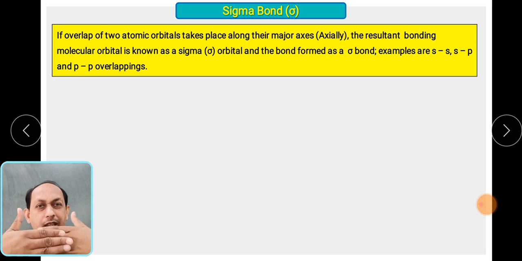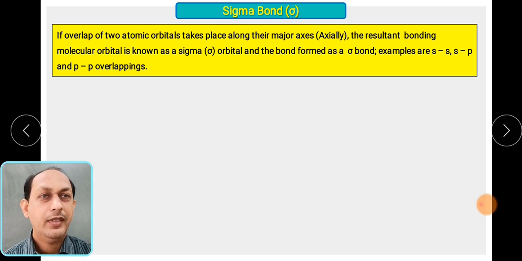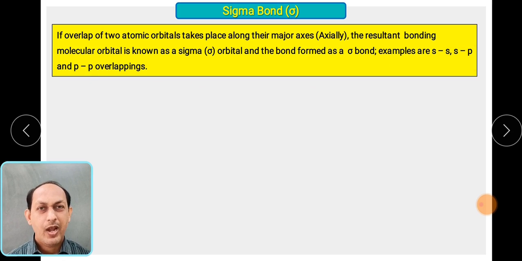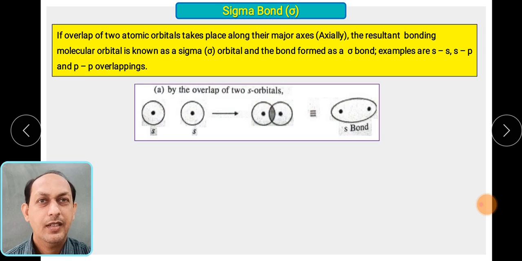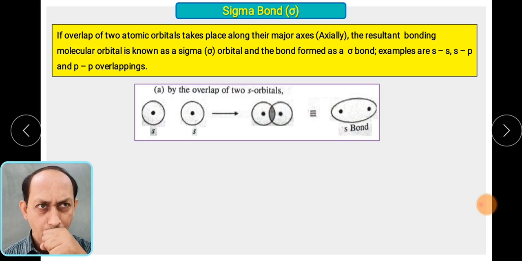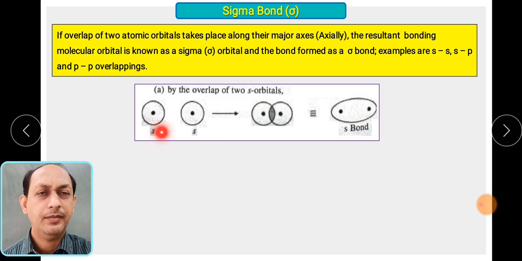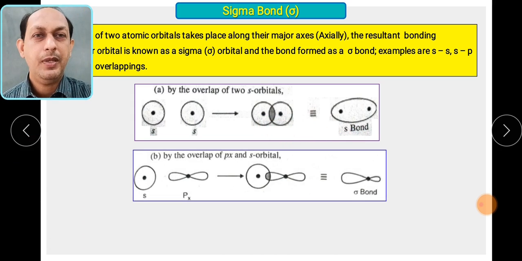एक्सियल ओवरलैप जब होता है तो आपको समझना चाहिए कि जो बॉन्ड है वो एक्सियल है और को-एक्सियल. So this particular sigma bond can be formed by the overlap of SS, SP and PP overlap. S ऑर्बिटल ओवरलैप होंगे दोनों के, ये आपको हाइड्रोजन में दिखेगा. SS, SP, PP, these are the three types of overlap. So SS, so this is hydrogen. In case of SP, S is spherical, P is dumbbell shape.